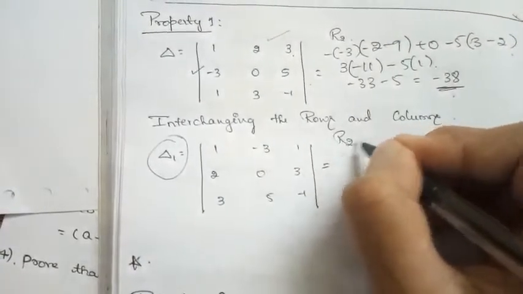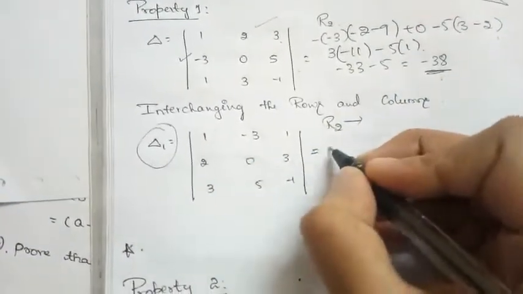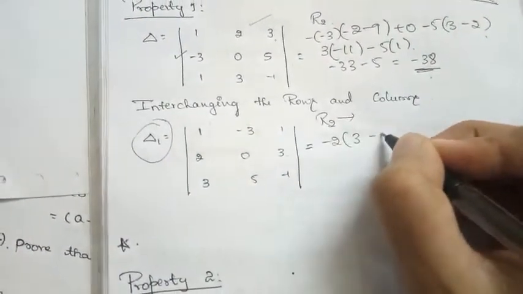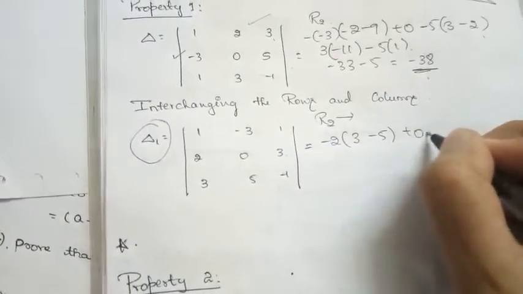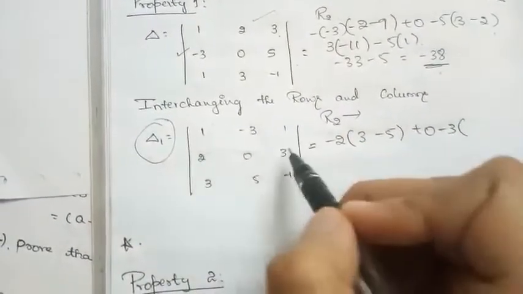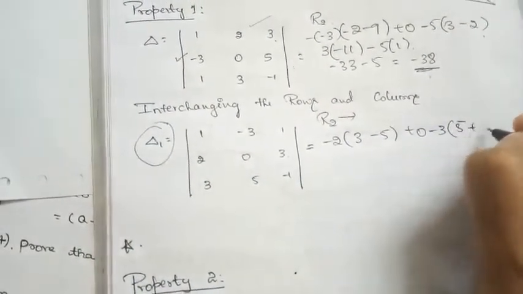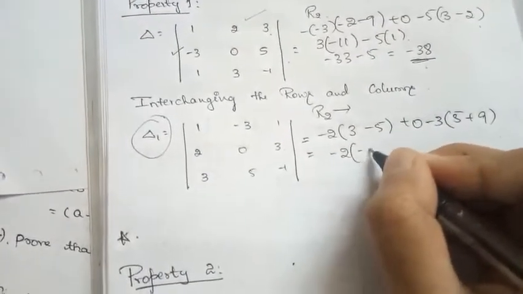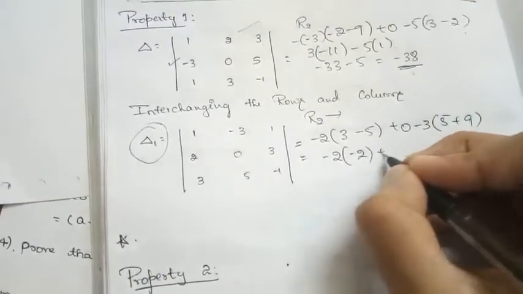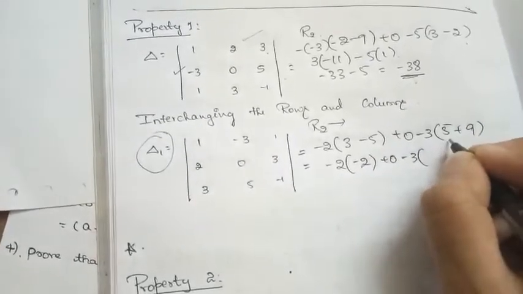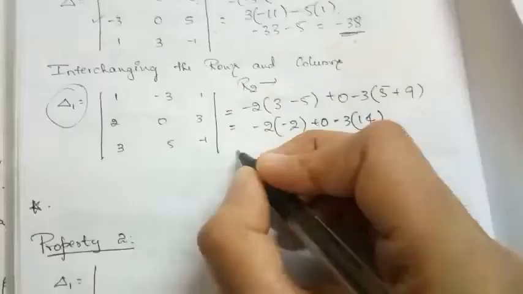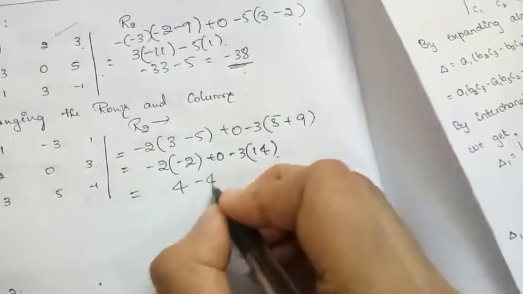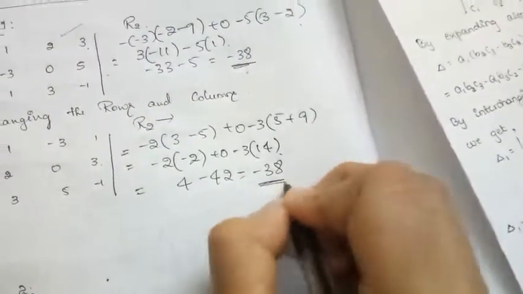Again I am expanding this one through R2. So how does it become? Minus 2, deleting the row and column, 3 minus 5 plus 0 minus 3, again deleting the row and column, 5 plus 3 3s are 9. So it is nothing but minus 2 plus 0 minus 3, 9 plus 5, it is nothing but 14, which is equal to 4 minus 14 into 3, which is 42, which is equal to minus 38.